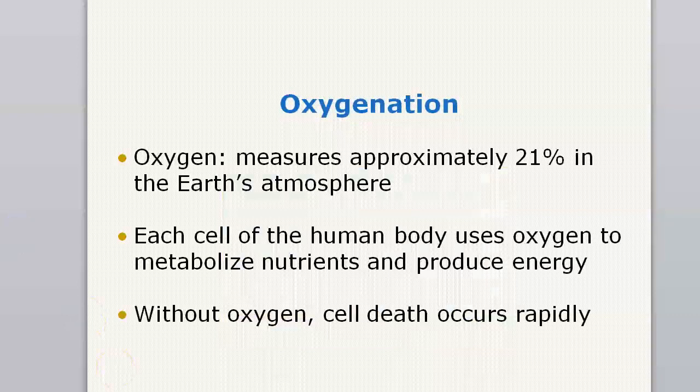Oxygen measures approximately 21% in the Earth's atmosphere. Each cell of the human body uses oxygen to metabolize nutrients and produce energy. And this is one element of our atmosphere that we cannot be without too long, where a person may develop anoxia or a lack of oxygen, where we start to see cells and organs quickly die. And without oxygen, cell death occurs rapidly.